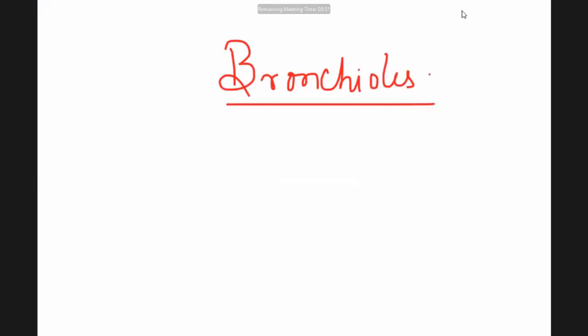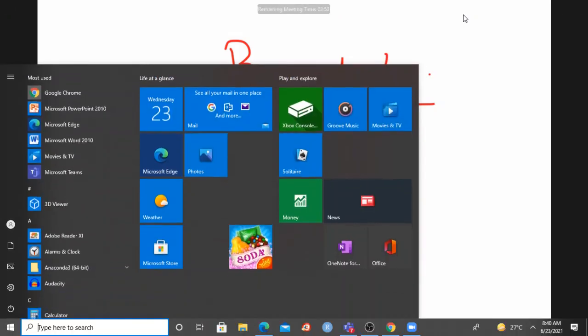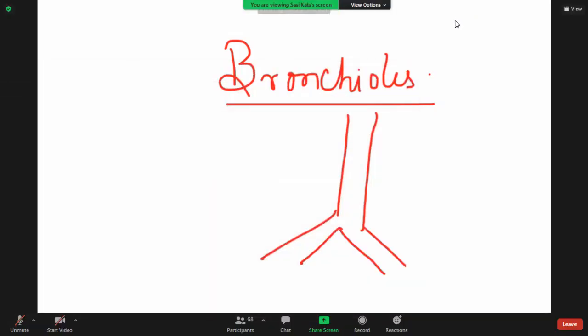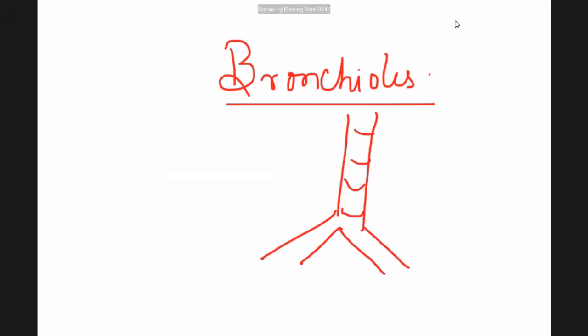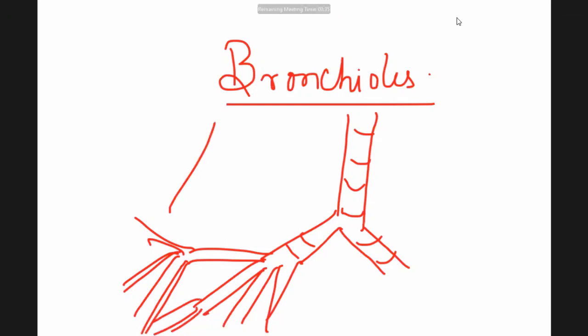Then, have you heard of bronchioles? Yes, ma'am. This is our trachea. Trachea divides into bronchi. Bronchi divide and branch into fine structures. These finest branches are called bronchioles. Here, cuboidal epithelium with cilia.